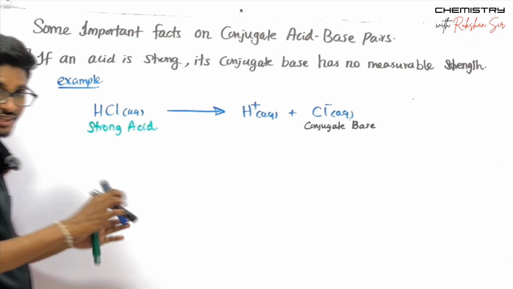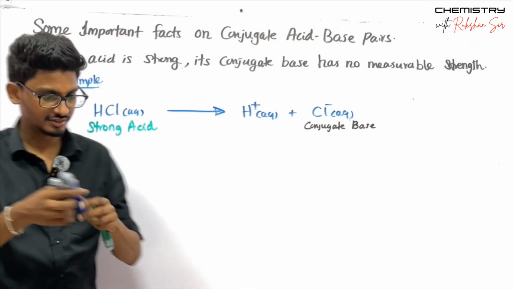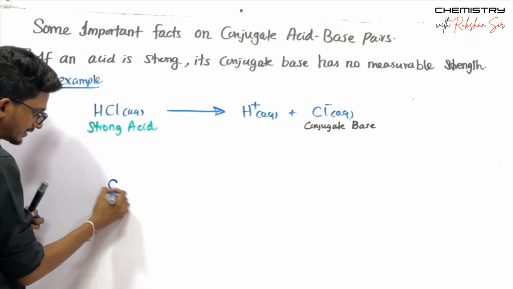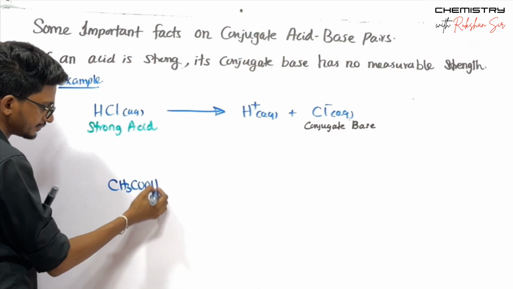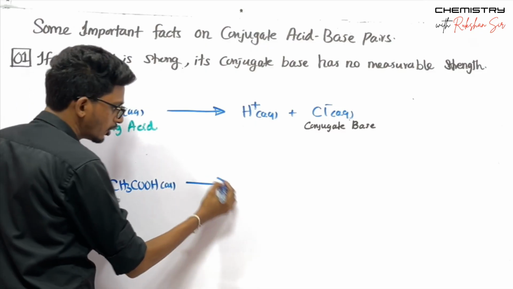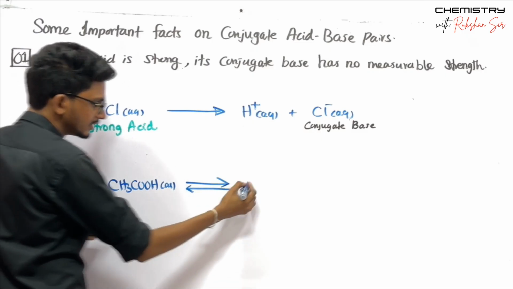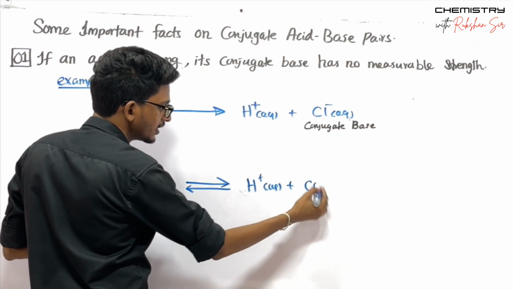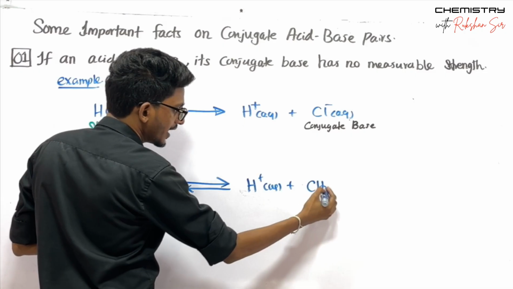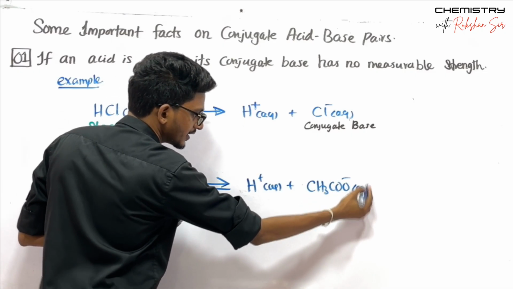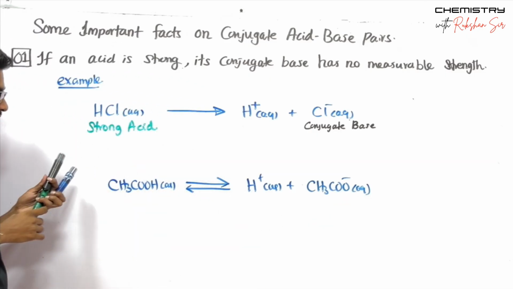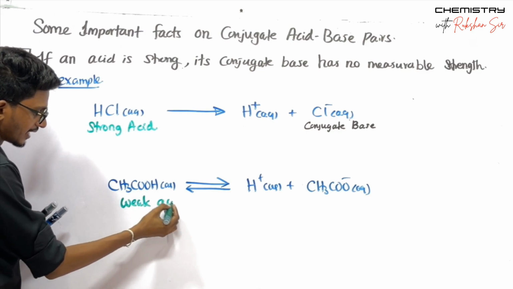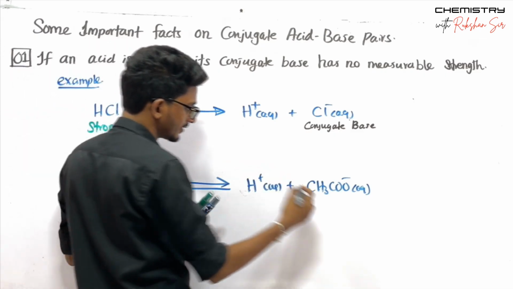Right now, if you think of some other thing which is not a strong acid, like CH3COOH, they also come up with these double arrow situations. With these, you clearly see the conjugate base of CH3COOH has some measurable basic property. This is a weak acid. So this is your conjugate base.